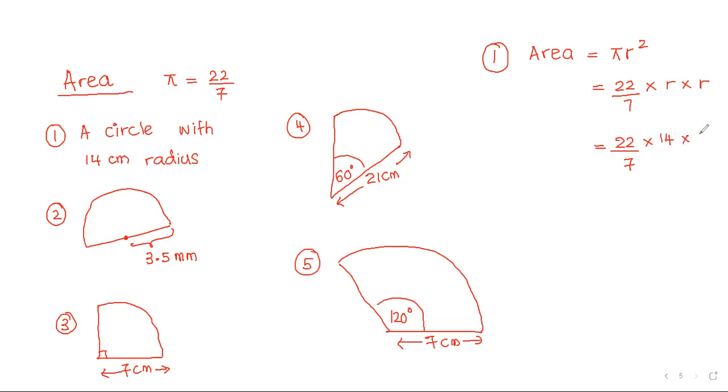14 multiplied by 14. So then you see whether you can simplify this. Yes, you can simplify this. How? 7 times 1 and 7 times 2, right? So then when you multiply them, 22 multiplied by 2 gives me 44. And 44 you multiply by 14.